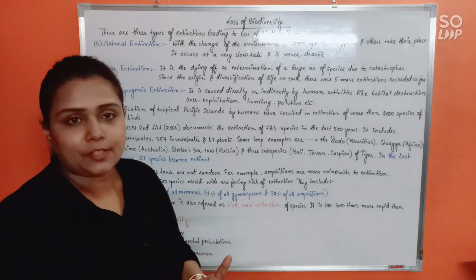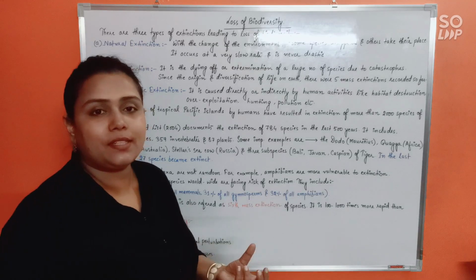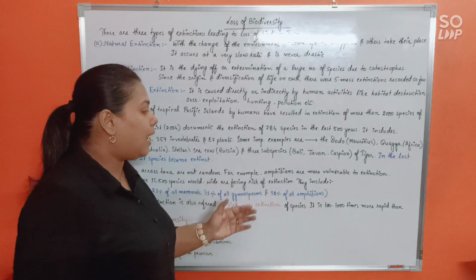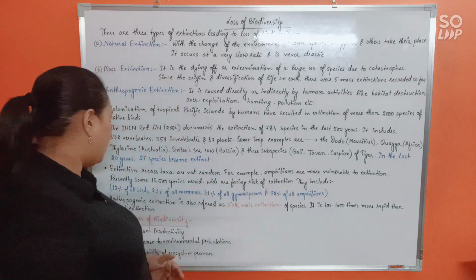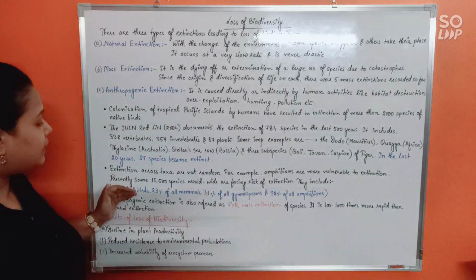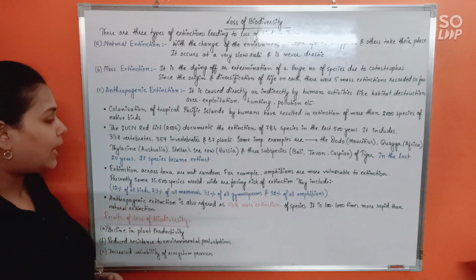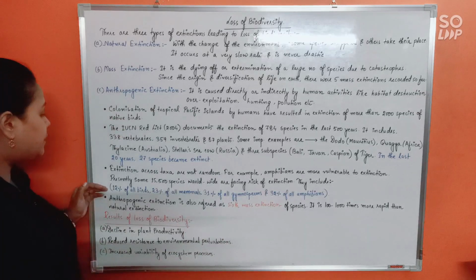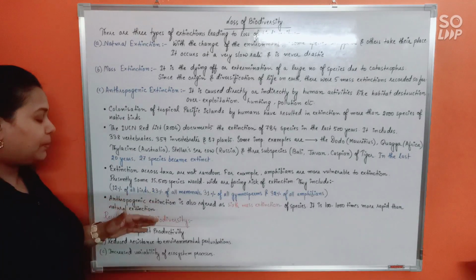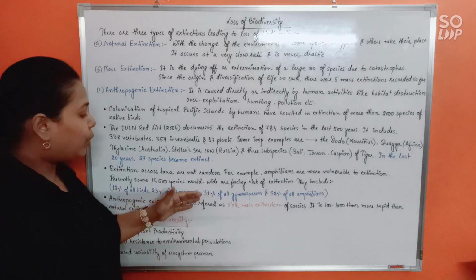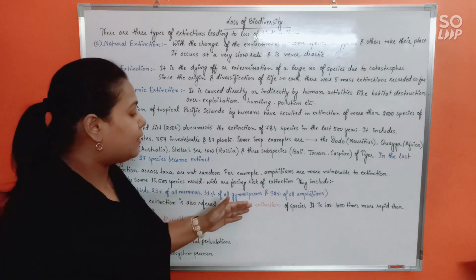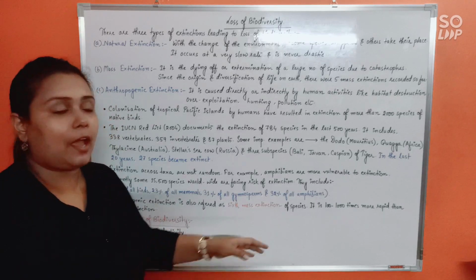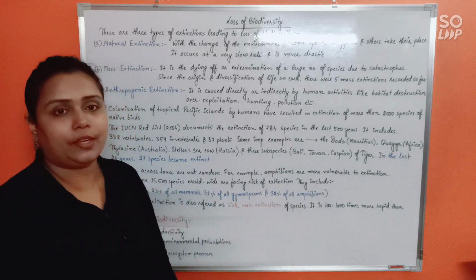Few of the taxonomic categories are much more at risk than the others in terms of extinction. See, for example, amphibians are more vulnerable to extinction. Presently, some 15,500 species worldwide are facing risk of extinction. They include 12% of all birds, 23% of all mammals, 31% of all gymnosperms and 32% of all amphibians. Out of all the categories, amphibians are at the highest risk of extinction.